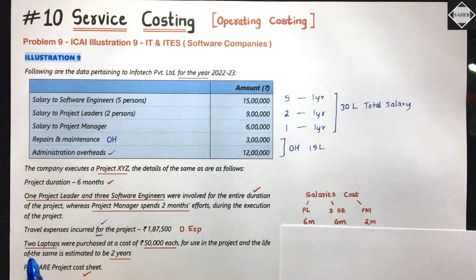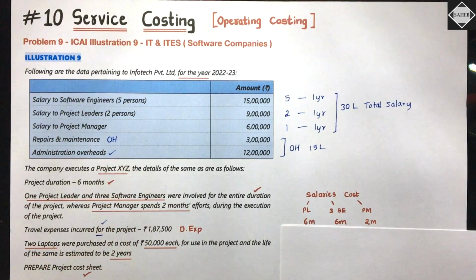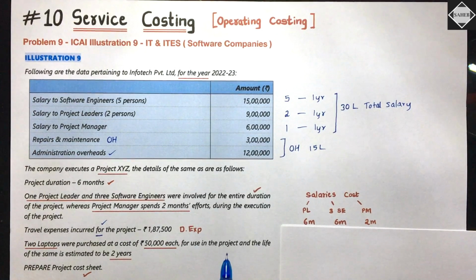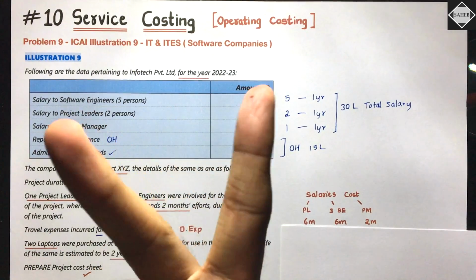Then they are saying 2 laptops were purchased at a cost of 50,000 each. They are saying each, so 2 into 50,000 you have to do. The total laptop cost is 1 lakh. But now, is this specifically for this project completely? No. They have said, see, for use in the project and the life of the same is estimated to be 2 years. Yeah, the laptop will be there with the company, Infotech Private Limited, for 2 years.